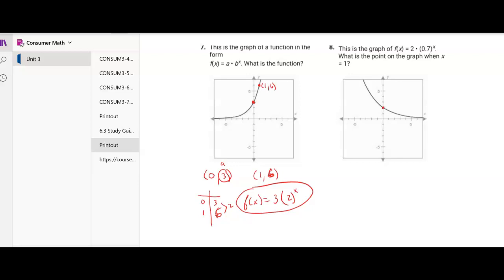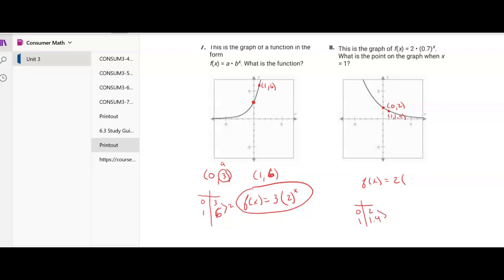When I look at the next one, my y-intercept is (0, 2). So f of x equals 2 times. Now I have to find another value when x is 1. So when x is 1, this is kind of an interesting one. That's going to be like 1, and then let's just go 1.4. Okay, so if I make this table, I have (0, 2), I have (1, 1.4).